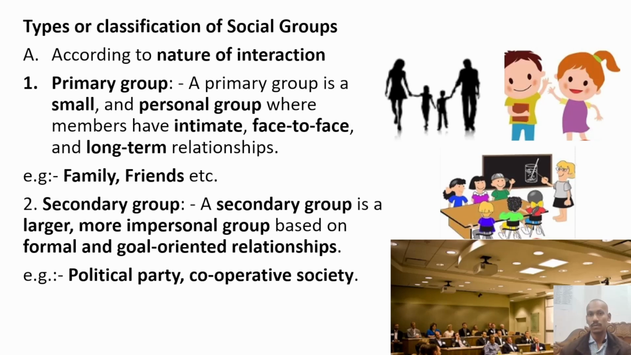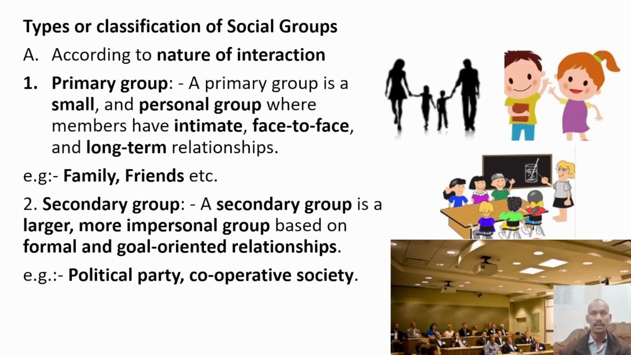Then there is secondary group. Now what is secondary group? Secondary group is a larger, more impersonal group based on formal and goal oriented relationships. Secondary group is larger in number as compared to primary group. Along with that, it is more impersonal, which means that there is no personal connection, a less personal connection per se, and there is not much intimate contact, but it is based on formal relationships along with goal oriented relationships, which means that the group is formed to achieve certain things.